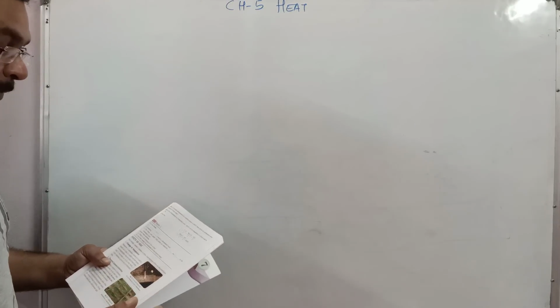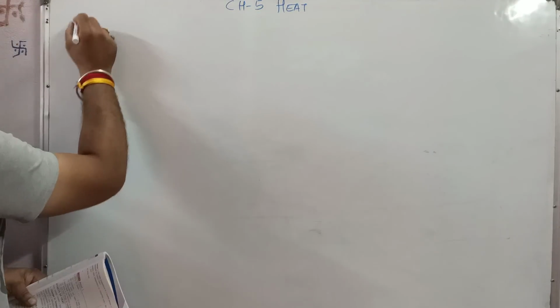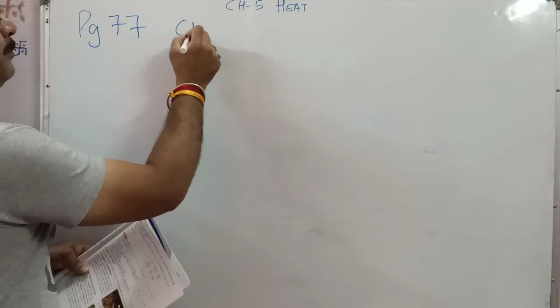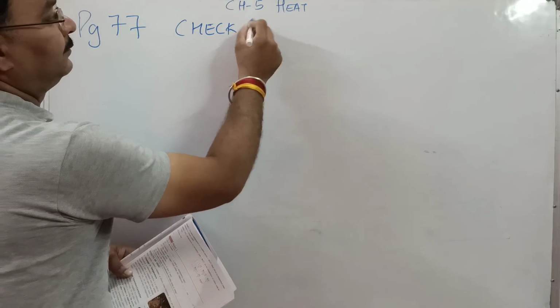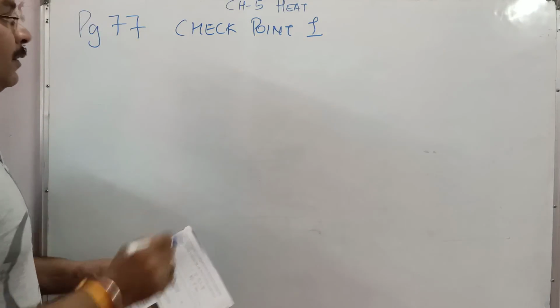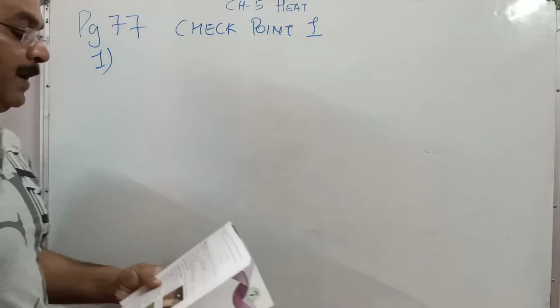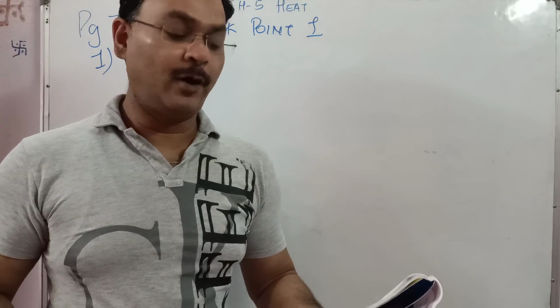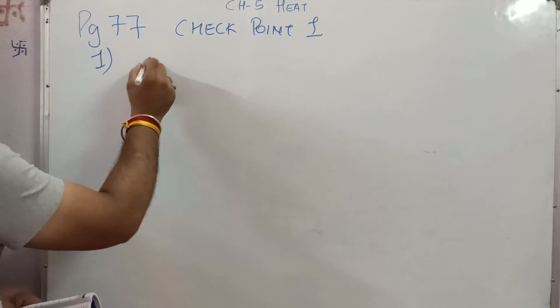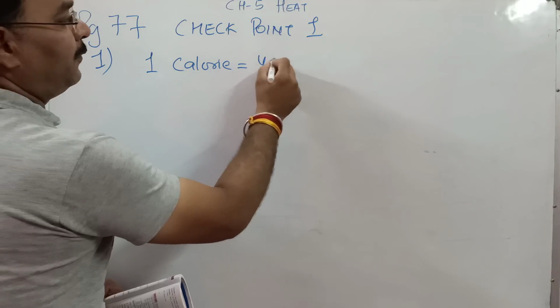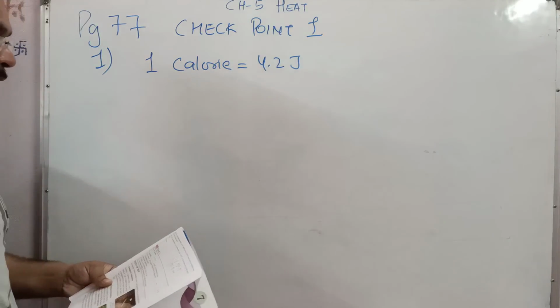Okay, open page 77, students. Checkpoint 1. Question 1 is fill in the blanks. A: 1 dash is equal to 4.2 joule. So we all know that 1 calorie is equal to 4.2 joule.